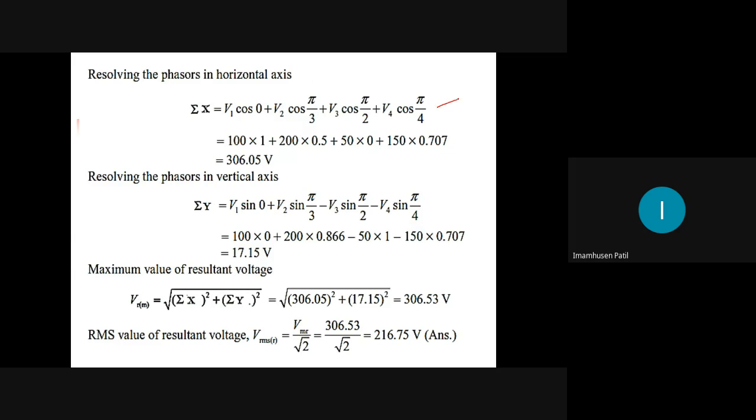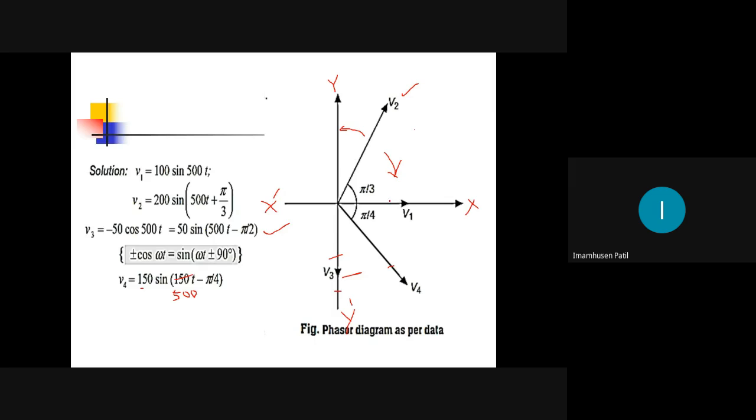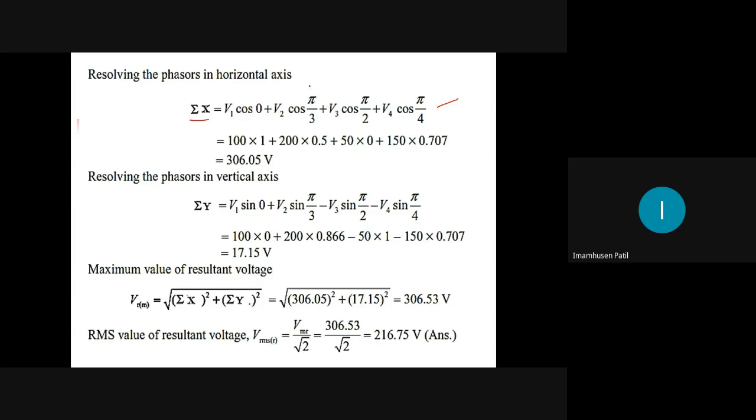Now we can see here, just check. The summation of x is V1 cos 0, this is cos 0, this is plus 60, this is minus 90, so the angle is 90 here, and this is 45 here. Now we have considered only positive angles: cos pi by 2, cos pi by 4. So summation sigma x is equal to this.